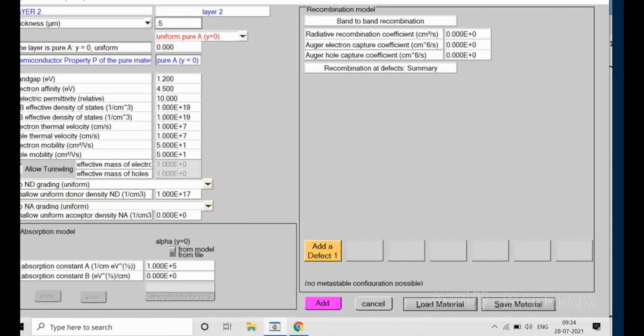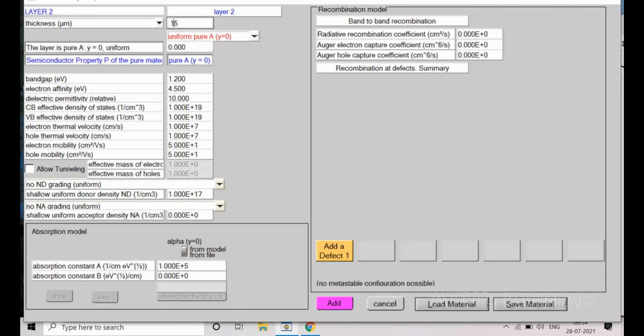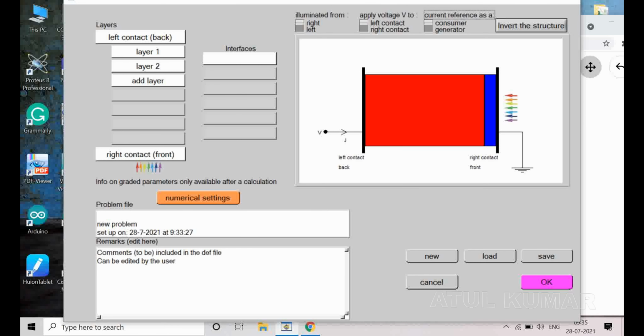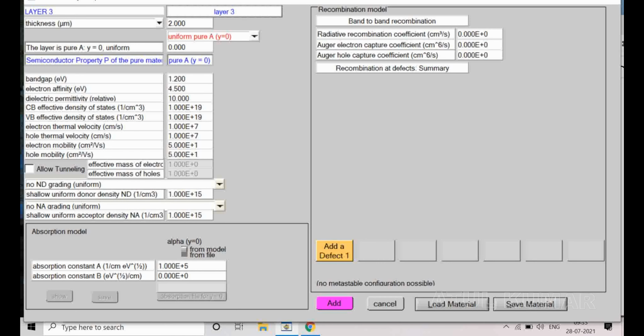Okay, and the thickness, let me reduce it to 0.5 micron, or say 1.5 micron, or only 1 micron. Let me keep it 0.1 micron. Other things are okay. Band gap, let me increase to 2.4 so it resembles your CdS layer. And then I will take an n plus type layer. So this is your n plus type. Now everything is done.